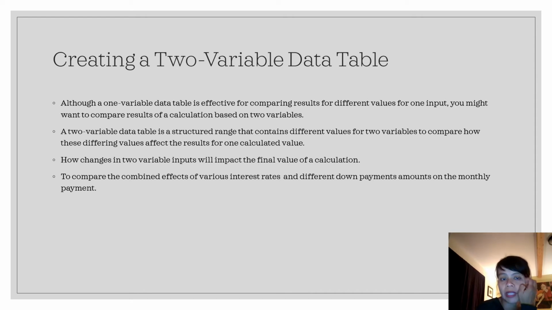A two variable table is a structured range that contains different values for two variables to compare how these differing values can affect the results for one calculated value. So basically, you're looking at how changes in two variable inputs are going to impact the final value of the calculation. It is used to compare the combined effects of various interest rates and different down payment amounts on the monthly payment. So you're not just looking at the effects of the interest rates, you're looking at the effects of interest rates and different down payment amounts, okay?